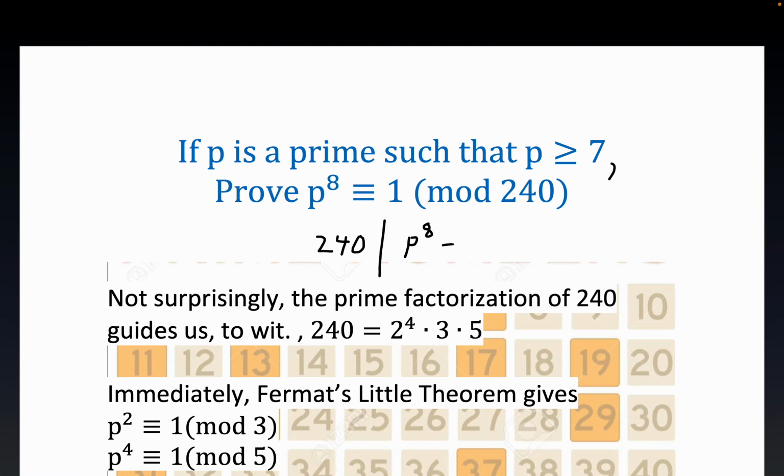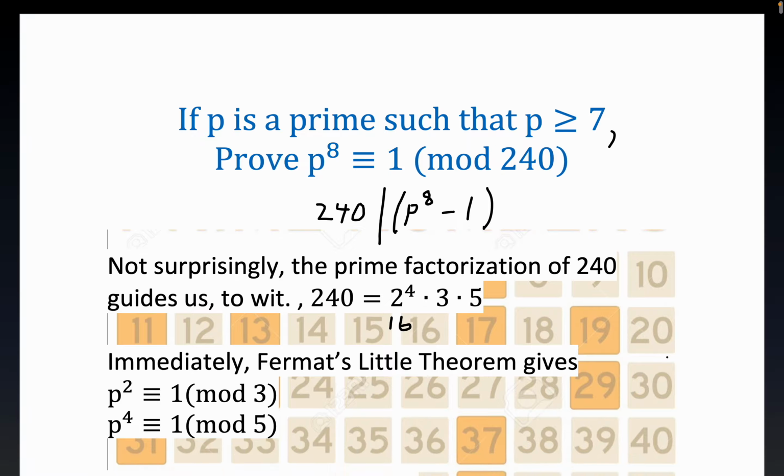And p is a prime number. Let me go ahead and envelop that in parentheses. Another way of saying this is that p to the 8th minus 1 is a multiple of 240. Now, the prime factorization comes in very handy. 2 to the 4th happens to be 16. But let's go ahead and handle the cases 3 and 5 first.